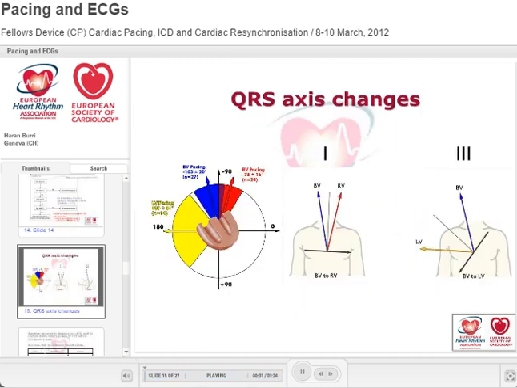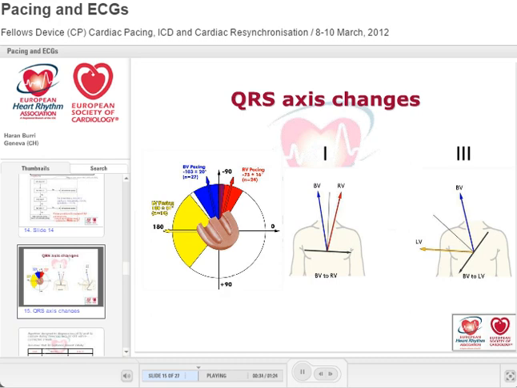Now we can look at QRS axis changes. We're looking at 2 different ECGs and looking if there's a difference in the QRS axis. And as I told you, if you pace the right ventricular apex, your QRS axis is going to be in this sector. It's going to be northeast with left superior axis. If you pace the left ventricle, your QRS axis is very likely to be here because the vector is from the patient's left to the right. So it's going to be in this sector here.